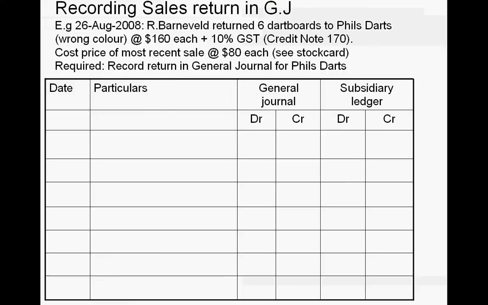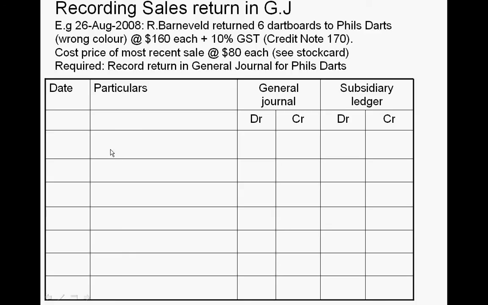So accounting here, I'm going to walk you through a sales return. On the 26th of August, we had Barneveld who returned 6 units, that's dartboards, to Phil's darts because they're the wrong colour. The value will be identified in the source document, $160 for each unit, plus your 10% GST. Your source document is, of course, a credit note, number 170.